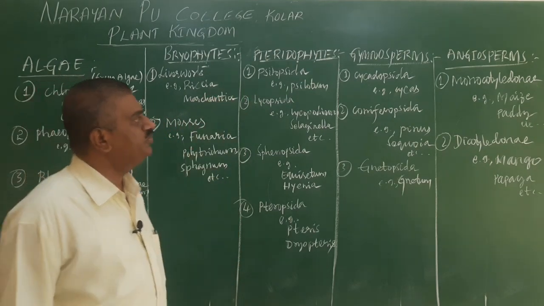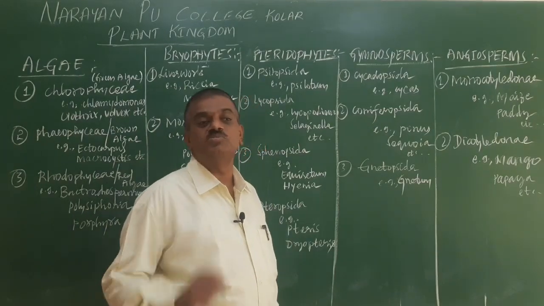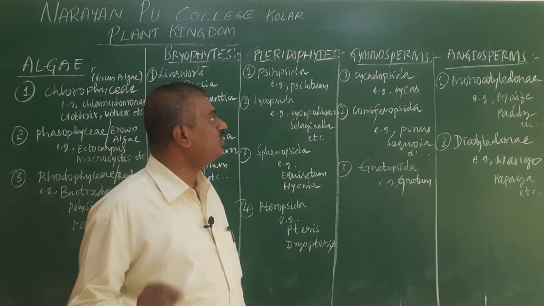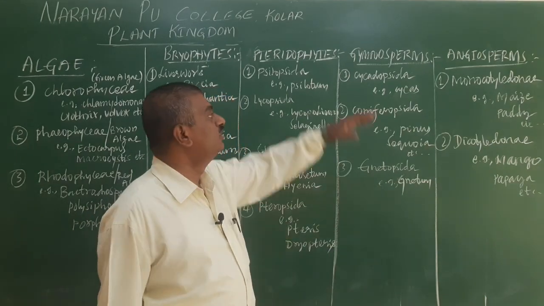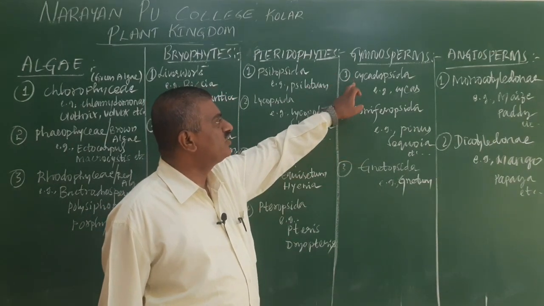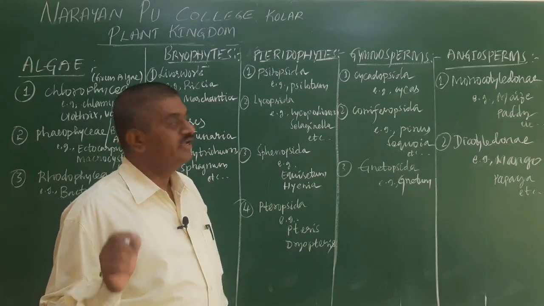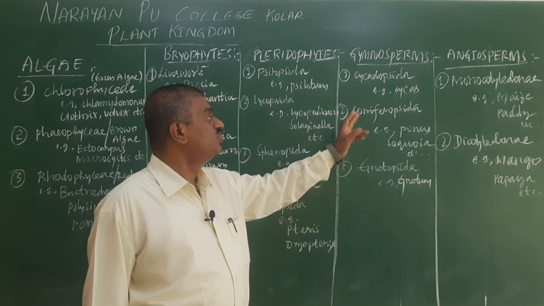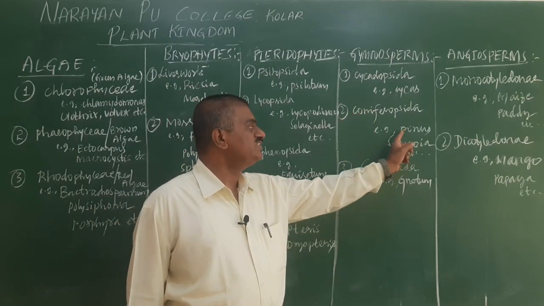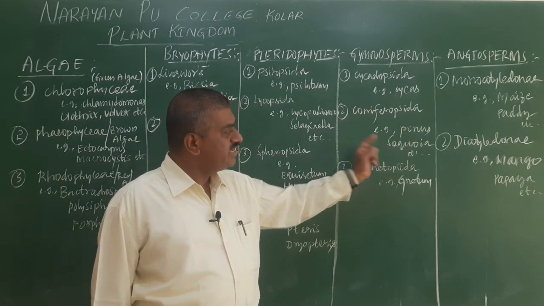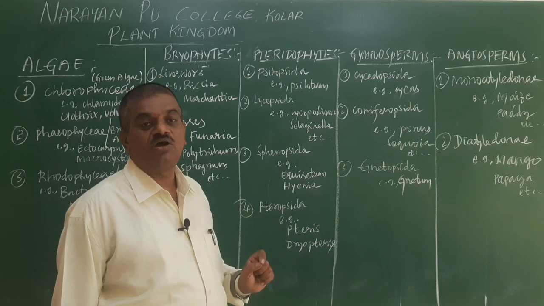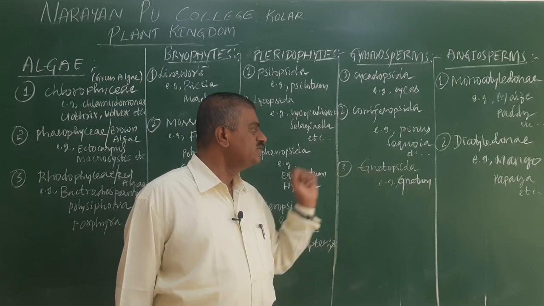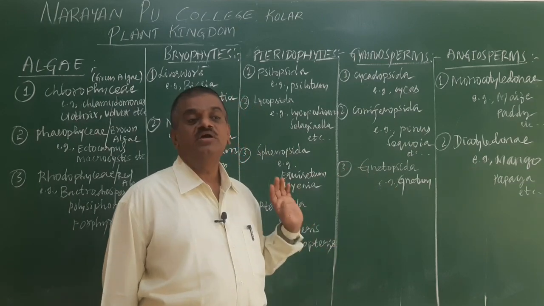We go for the next division, gymnosperms, called naked seeded plants. Seeds are not covered by the fruit wall. This has three classes. The first class is Cycadopsida, example cycads, also called palm-like trees. Then Coniferopsida, with Pinus and Sequoia gigantea, commonly called the giant red tree. The third one is Gnetopsida, example Gnetum.